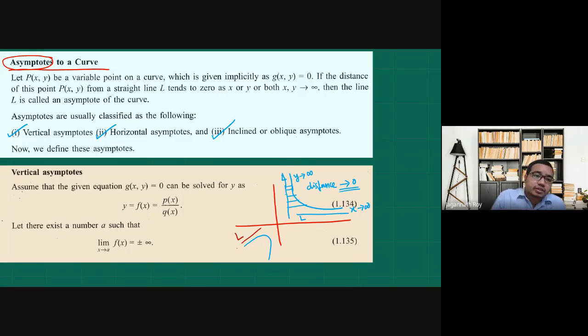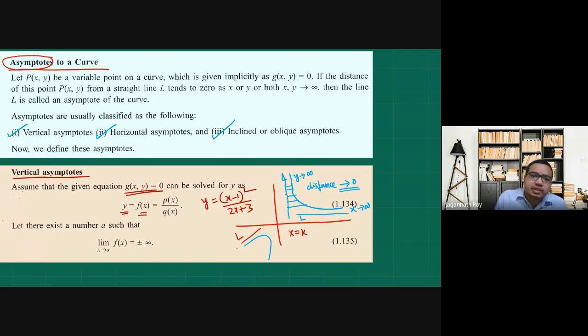So how to find vertical asymptotes? For vertical asymptotes, if we want to get a vertical line, then x must be some constant. If we put that, then we will get a vertical line. So in other words, if the given function can be written as y equals f of x, in terms of x, suppose y equals x minus 1 by 2x plus 3, this type of functions.